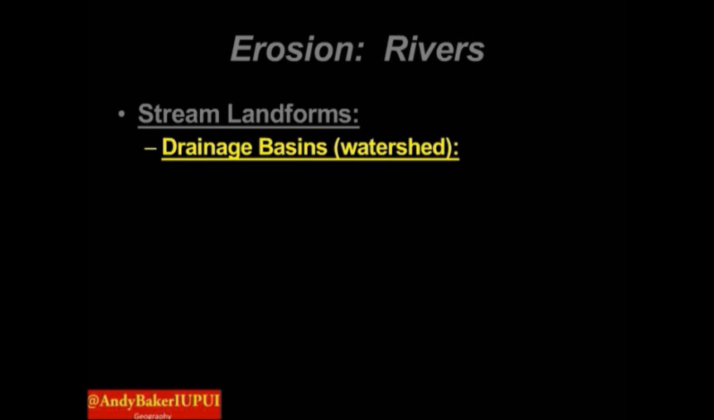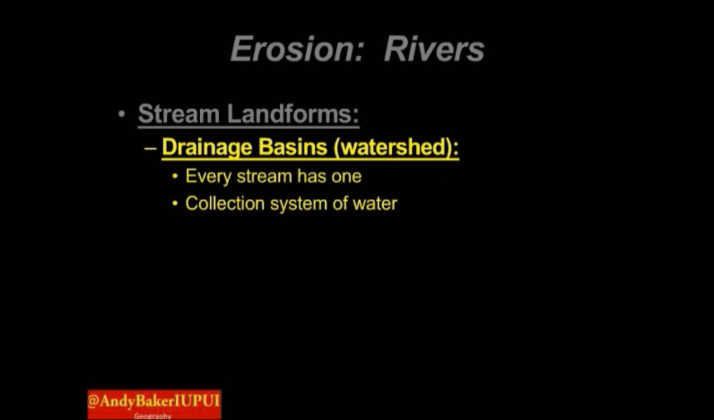Continuing on with stream landforms, next up, a drainage basin or a watershed. Every single stream is a part of a bigger drainage basin or watershed. We've got a hierarchical structure in which smaller streams feed into bigger streams. Think of it like a tree. We've got the stems from a leaf that flow into a twig, which flows into maybe a branch, which flows into the trunk.